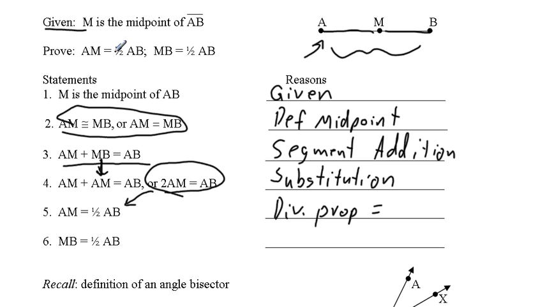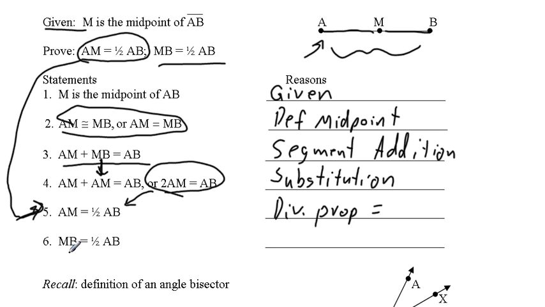So that's the first part of what I was trying to prove. AM equals 1/2 AB. So I've got that part done. Let me just connect that. Now I also wanted to prove that MB is half of AB, so I'm just going to take this and go right down to here. Now I took AM and replaced it with MB because again, AM is equal to MB. So I'm allowed to do that because of substitution. And now we've just proven the midpoint theorem.